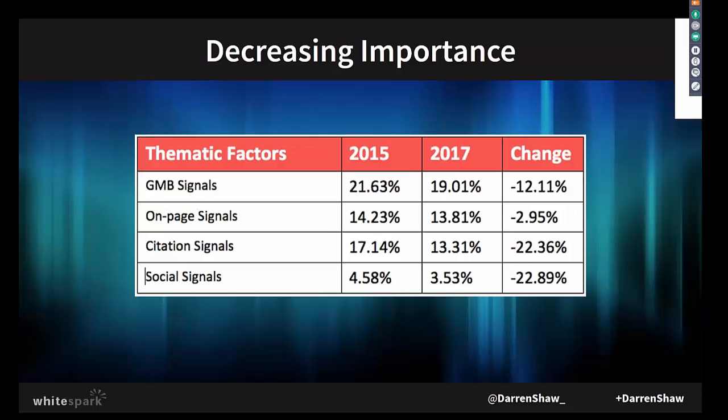And now decreasing in importance, we have Google My Business signals, which have taken a small drop. On-page signals took a really minor drop. Citation signals, it looks like a significant drop from 17 to 13.1. So I think that people are seeing that citations are more foundational than a competitive difference maker, and they're putting less effort into that, more into links.